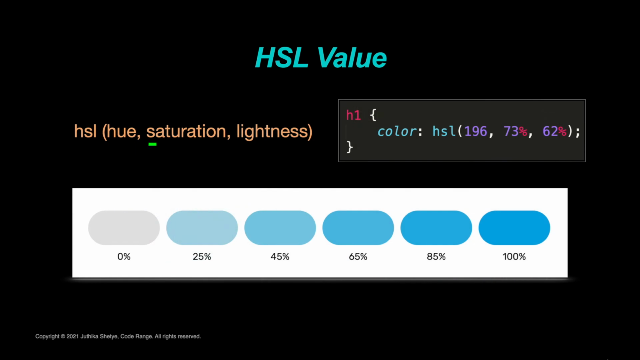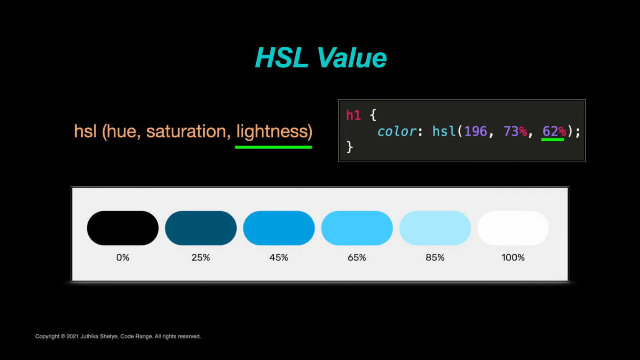Saturation is the second value and is represented with a percentage. 100% is pure color, no shades of grey. 50% is 50% grey, but you can still see the color. 0% is completely grey. You can no longer see the color.